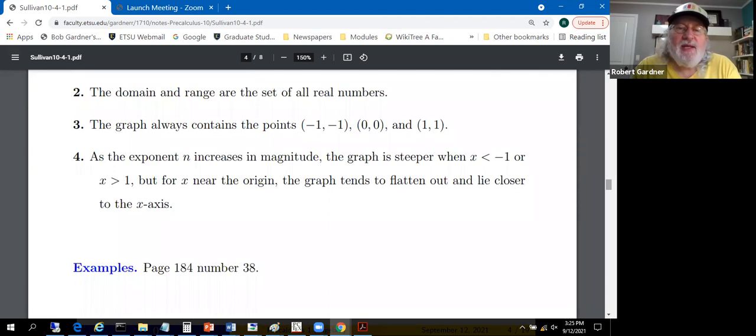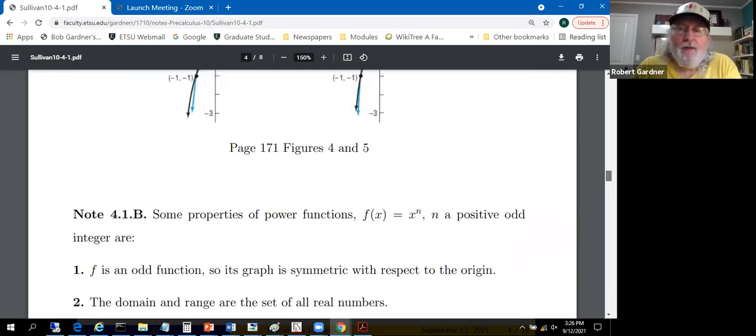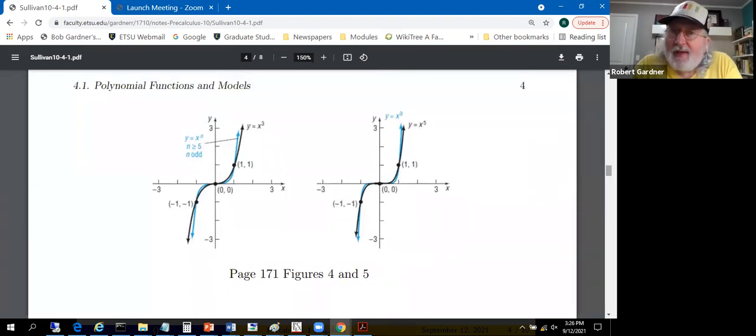As the exponent n increases in magnitude, the graph is steeper when x is less than -1 or greater than 1. But for x near the origin, the graph tends to flatten out and lie closer to the x-axis, as I tried to describe. So we get graphs that look something like this when n is odd.